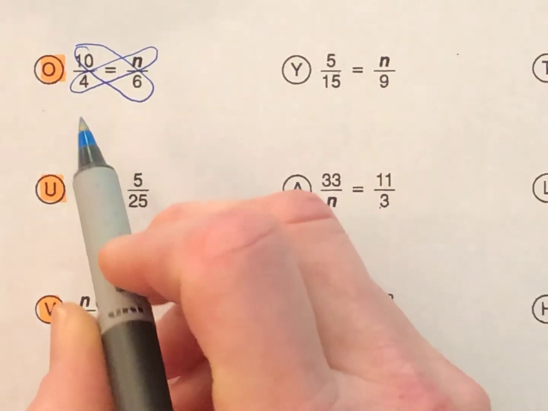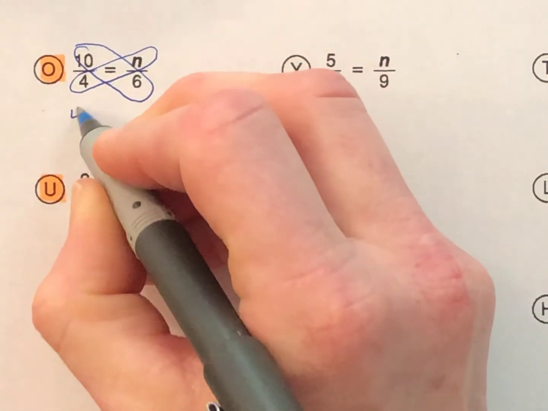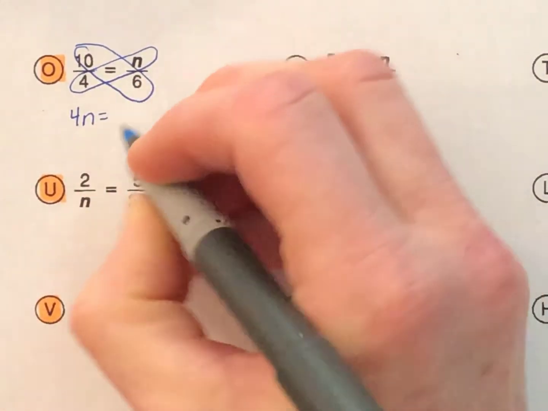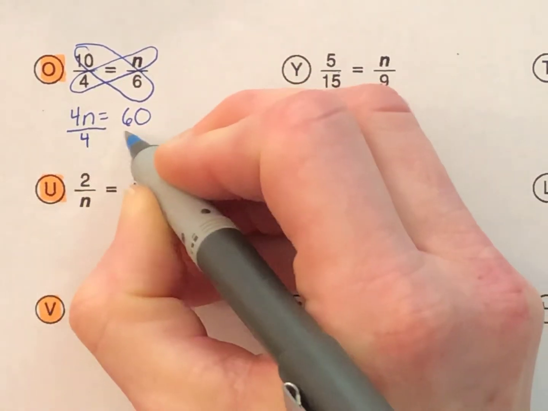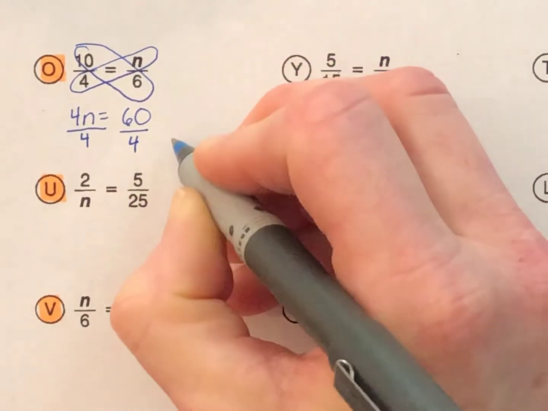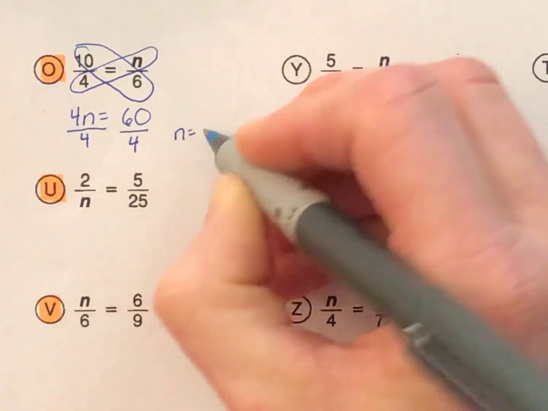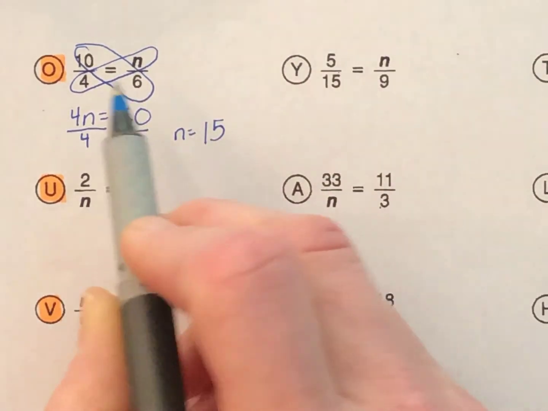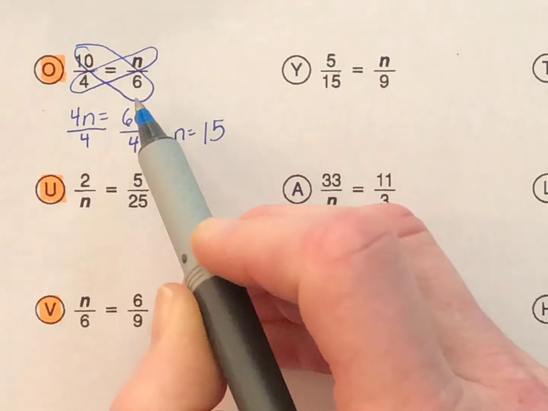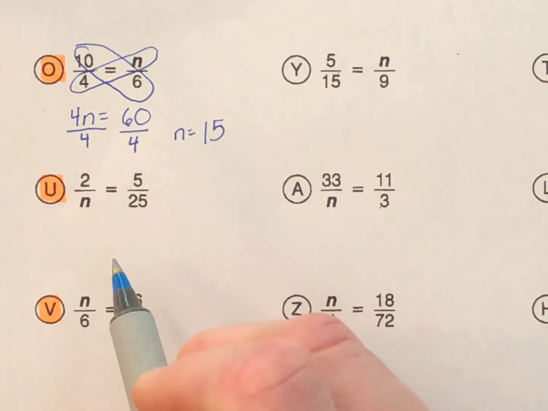All right, so now 4n equals 60. Divide both sides by 4. N equals, 4 goes into 6 one time with 2 left out, 15. I did that in my head. N equals 15. So 10/4 is the same as 15/6. So let's come down to U.